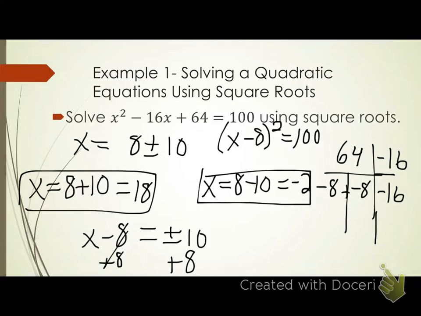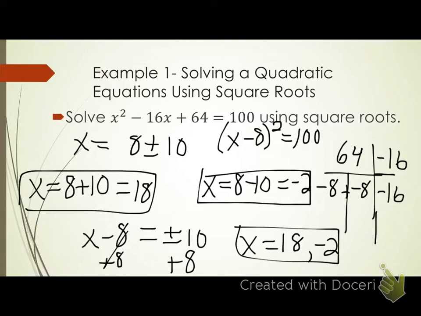Okay? Can we just write that? What do you mean? Like, we write x equals 18 and negative 2, or do we have to write it all? You could separate them with a comma. If you wanted to write x equals 18, negative 2, you could write it like that if you wanted to. Okay?